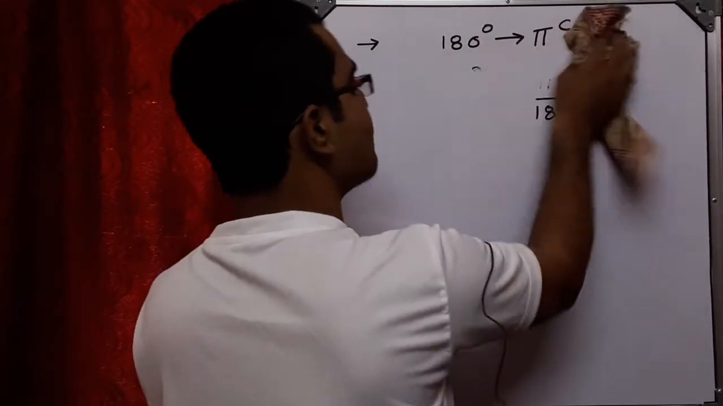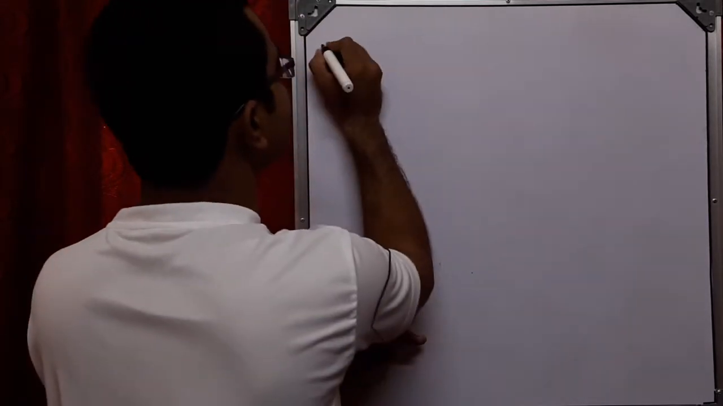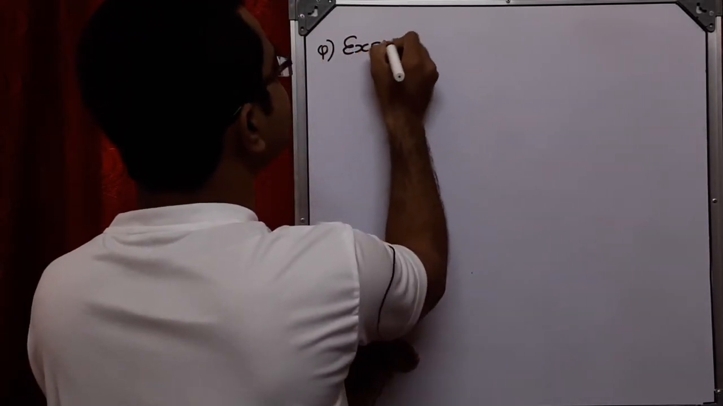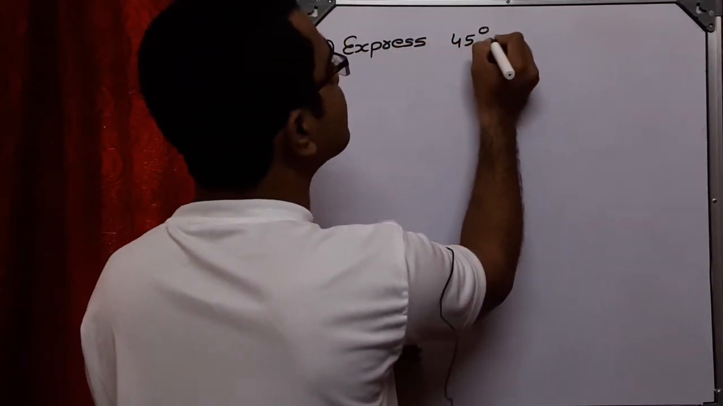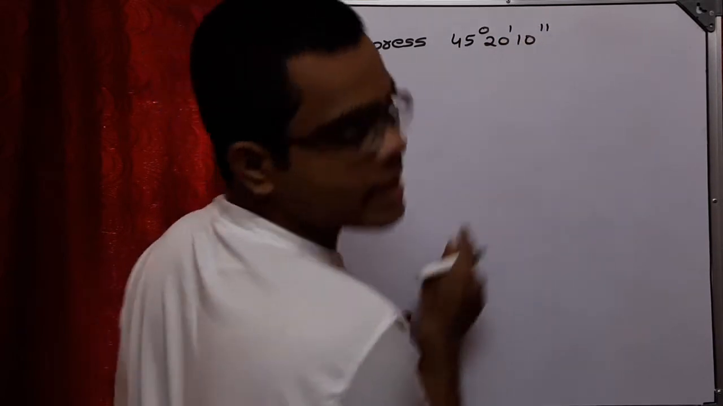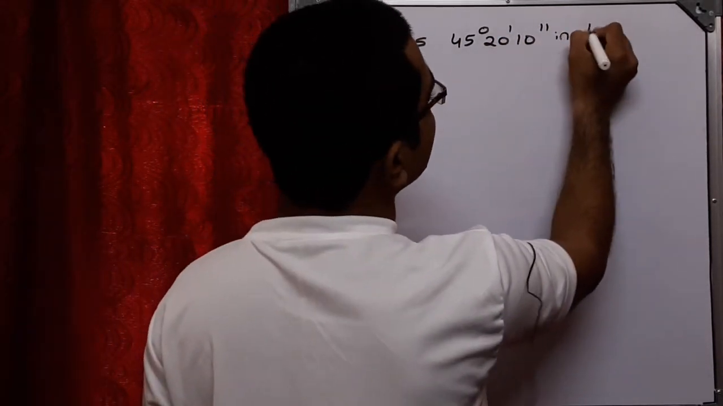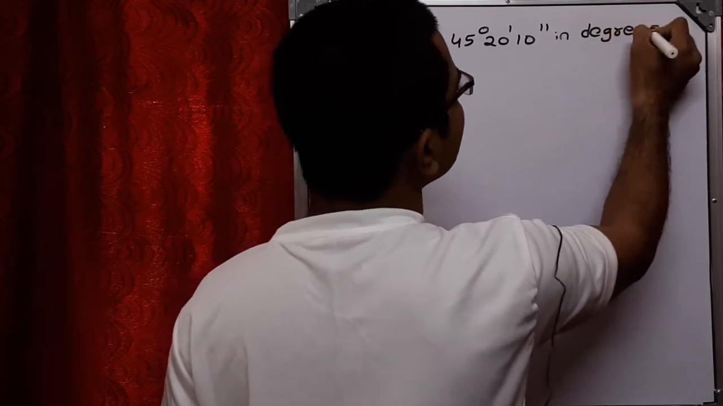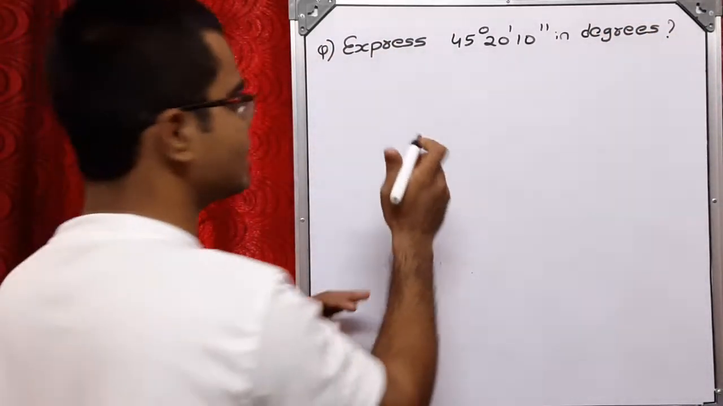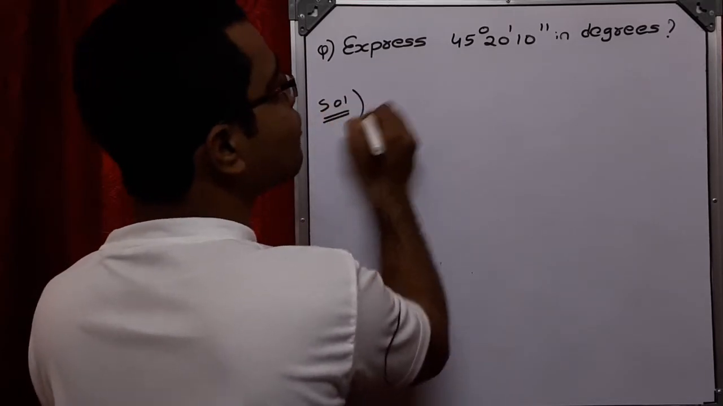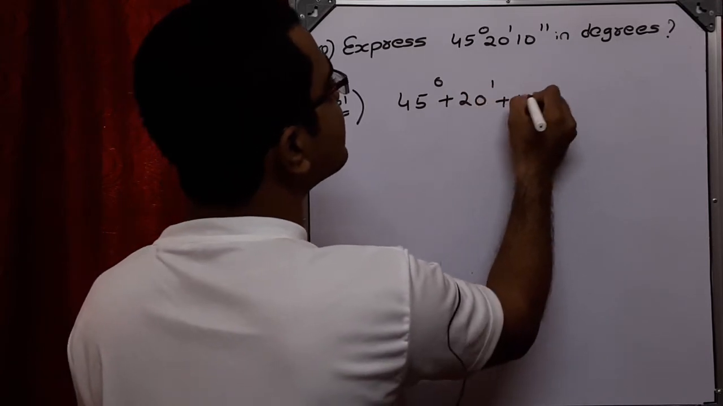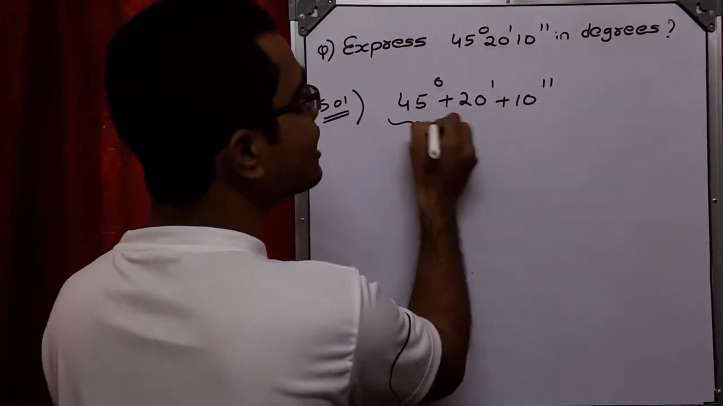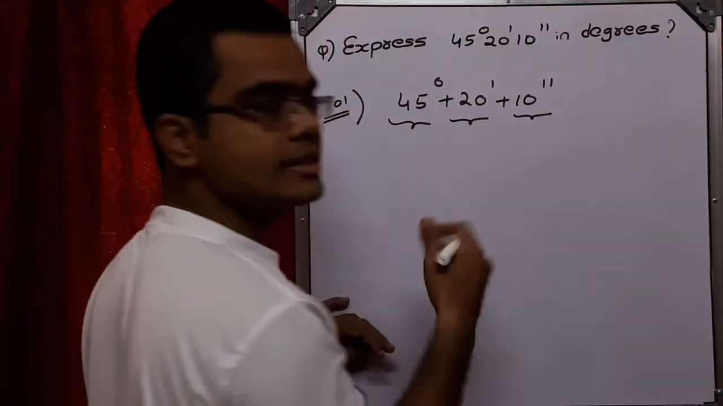Now let us see some examples of how to convert the angles. So let's have an example. Express 45 degrees, 20 minutes, 10 seconds in degrees. Same question, we'll try to represent it in terms of radians also. So solution. 45 degrees 20 minutes 10 seconds, we can write as 45 degrees plus 20 minutes plus 10 seconds. So this is already in degrees. Now let's convert 20 minutes and 10 seconds in terms of degrees.